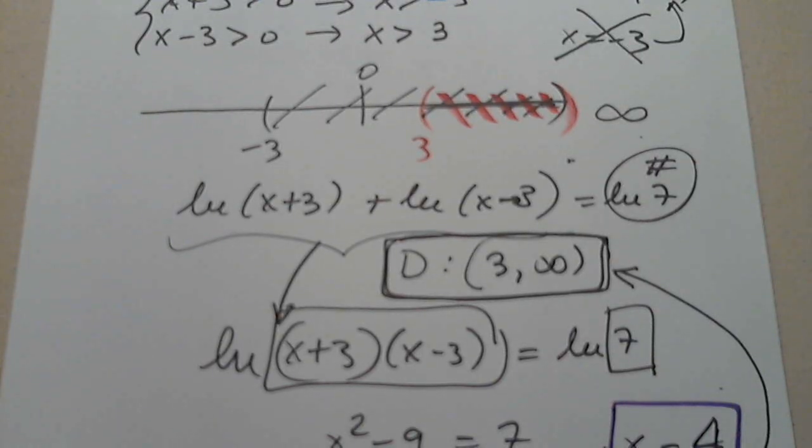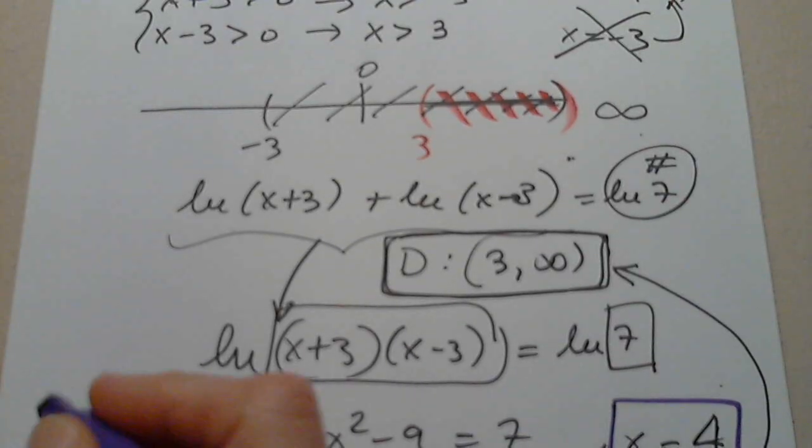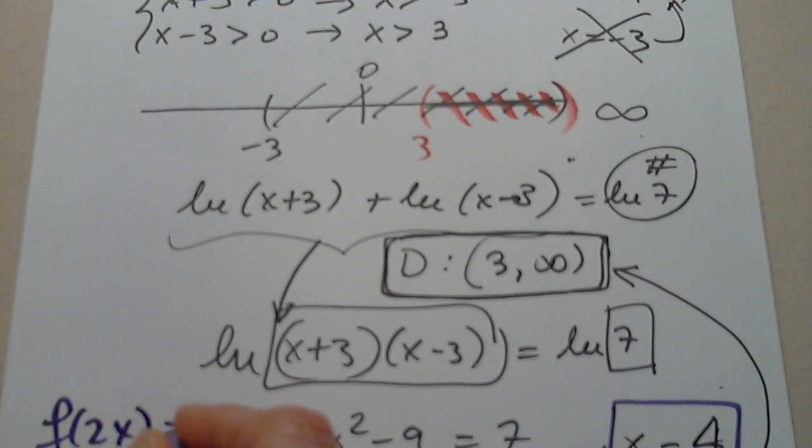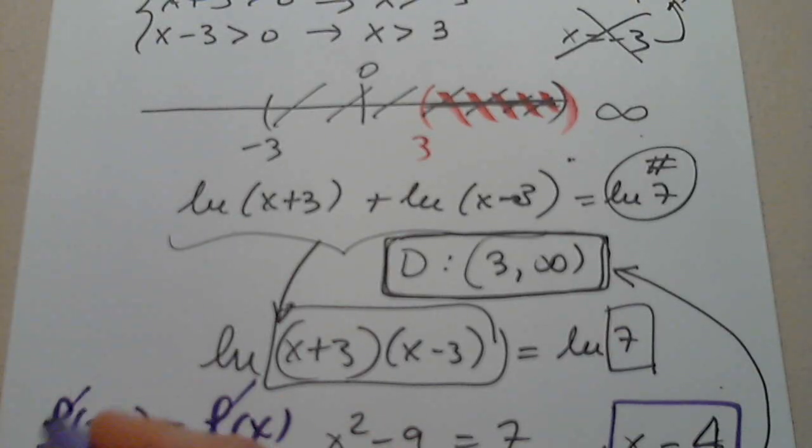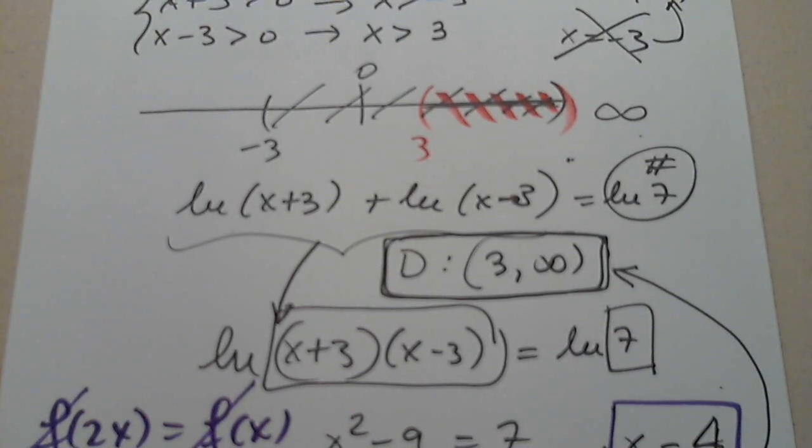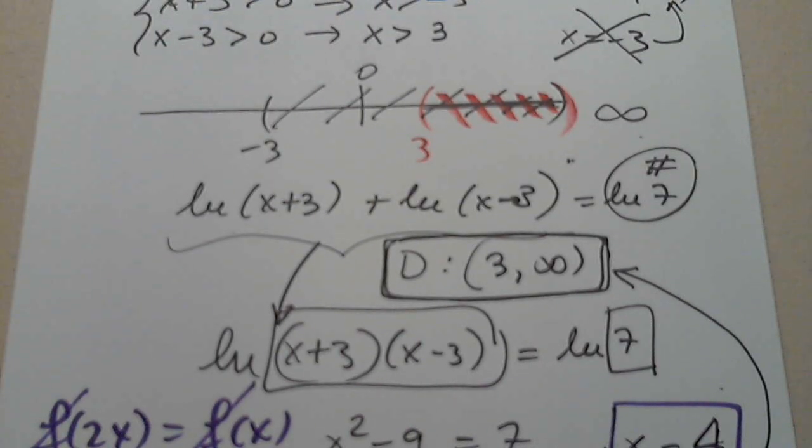There is no such thing. That is not possible. This is a function. So f of 2x equals f of x does not mean that you can remove the f. This is one function and that is something else. Got it. We cannot remove a function.